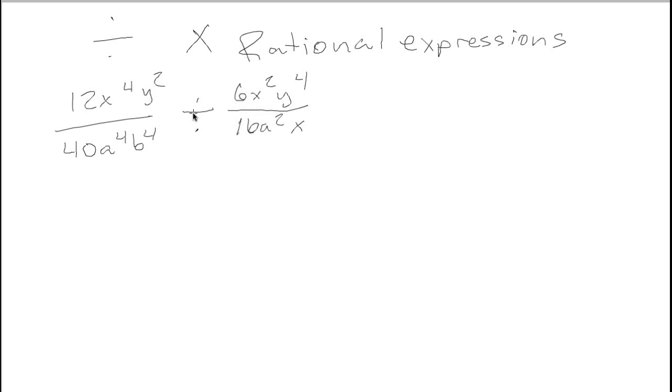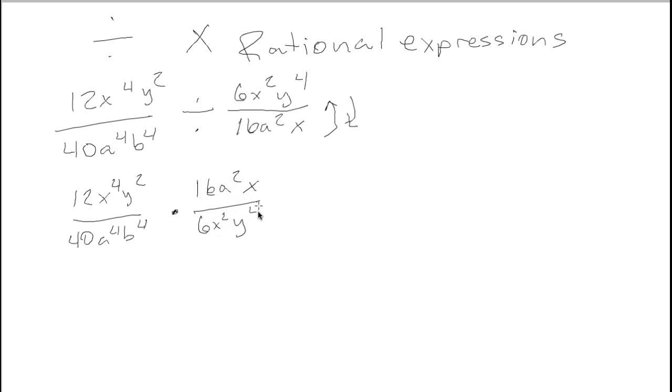Dividing is just the same as multiplying by the reciprocal. So let's rewrite this: 12x to the fourth y squared over 40a to the fourth b to the fourth, and let's change it to times, and flip this. So let's multiply by the reciprocal. Up top we now have 16a squared x, and on bottom we have 6x squared y to the fourth.